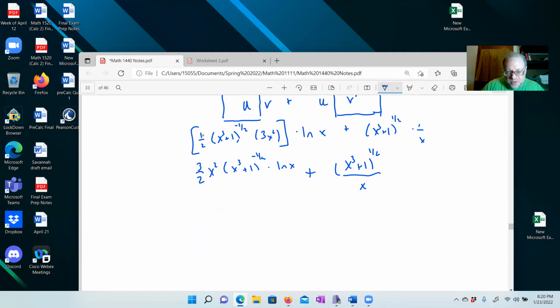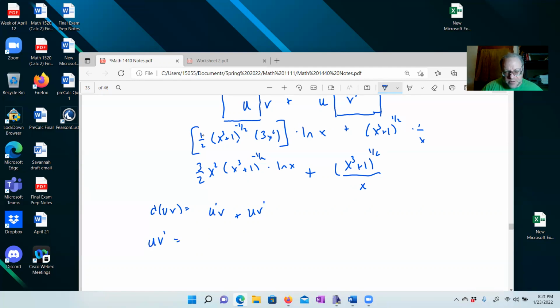But the idea here is, if you had the derivative of uv, this was equal to what? This was equal to, let's say, u'v plus uv'. That's what we just did. Now what I'm going to do is take my uv'.